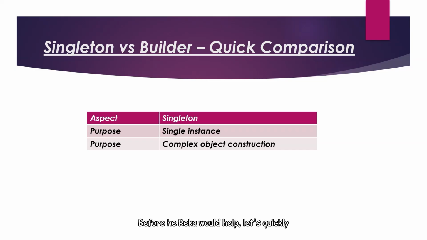Before we wrap up, let's quickly compare the singleton and builder patterns. The singleton pattern focuses on ensuring a single instance of a class and controlling global access to it. It's ideal when you need a single shared resource like a logger or configuration manager. The builder pattern, on the other hand, is focused on constructing complex objects step by step. It's perfect for objects with multiple optional components and helps maintain clarity in object creation. These two patterns solve different problems but are both crucial tools in any software design toolkit.